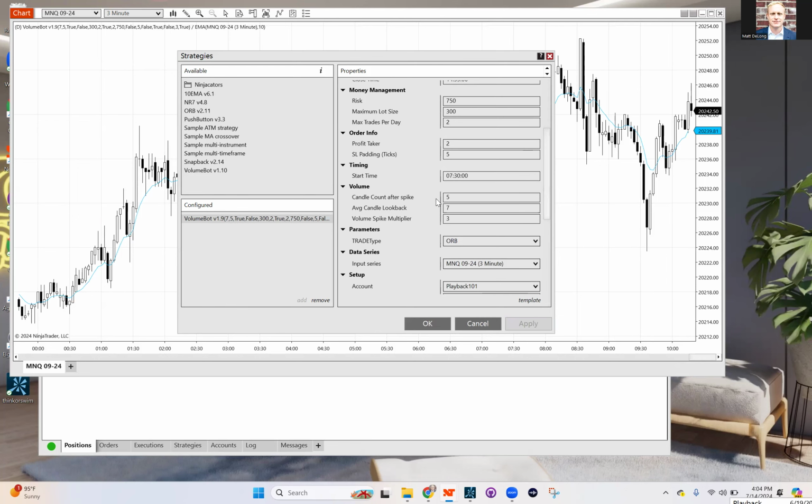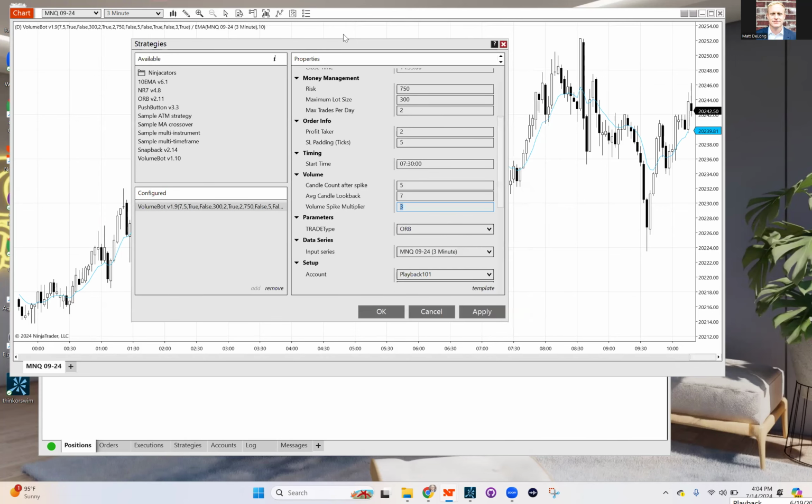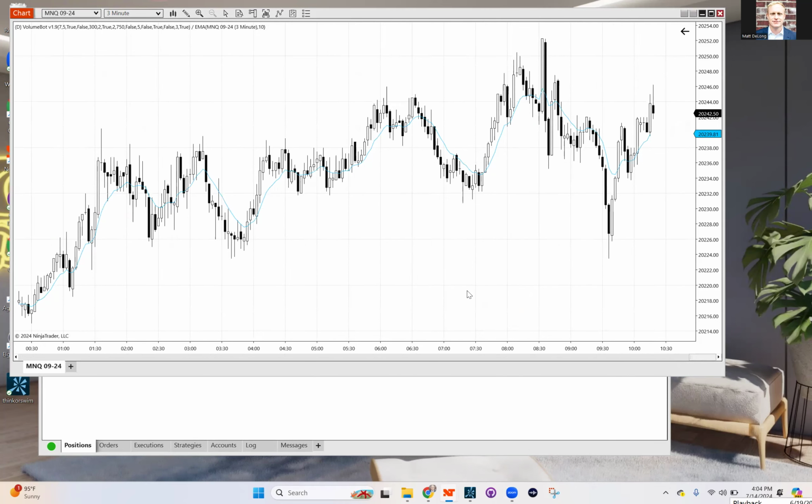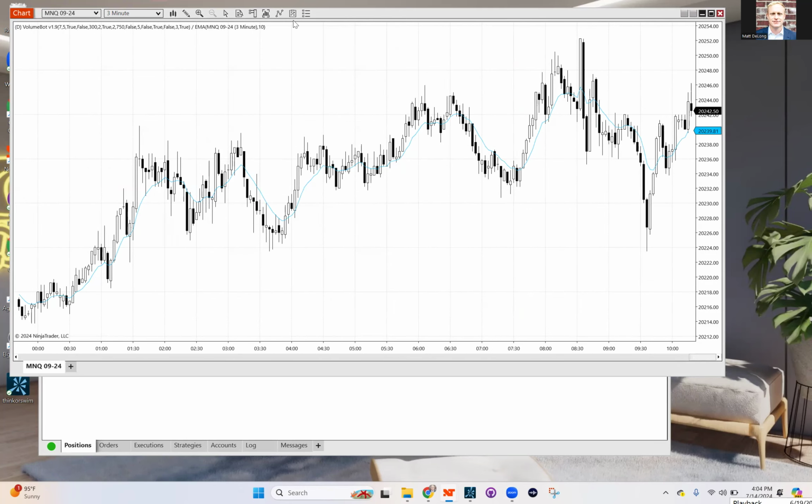But it's basically waiting. See, we're looking for a volume spike that is 3x or more. So 3x or more on the volume spike. And it's looking back 7 candles to figure out what the average should be. It's waiting 5 candles in order to get into a trade.